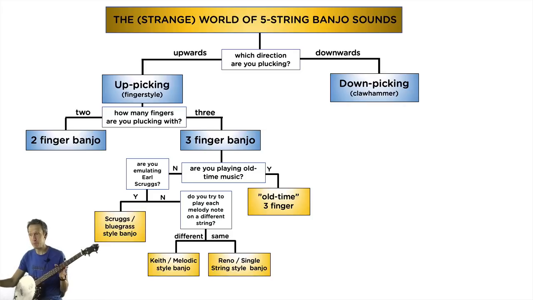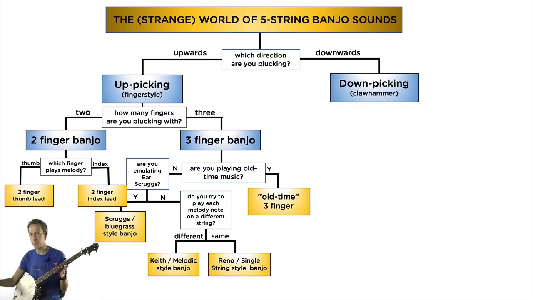Now let's move to two-finger banjo. Pretty easy here. The main question is, which finger is playing the melody? If it's the thumb, then you're playing two-finger thumb lead. And if it's the index, then you are playing two-finger index lead. And with that, we have our major technical and stylistic divisions within up-picking or fingerstyle banjo.